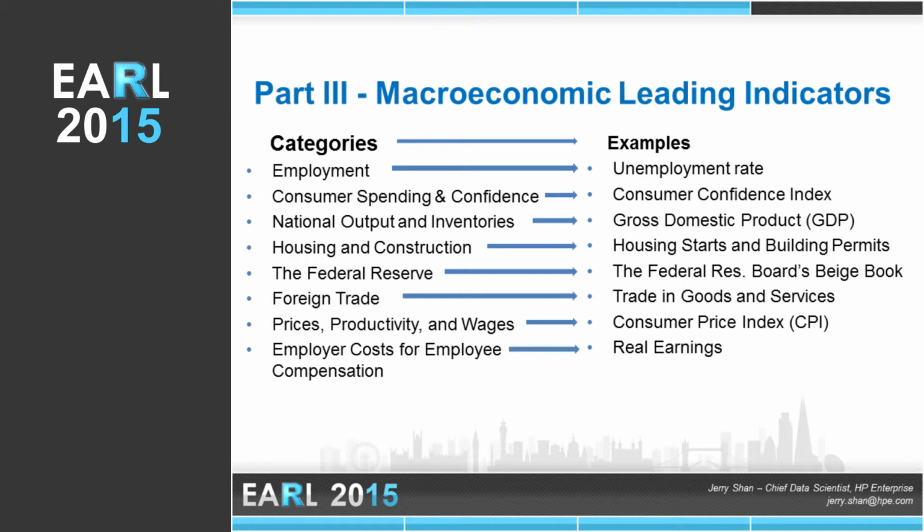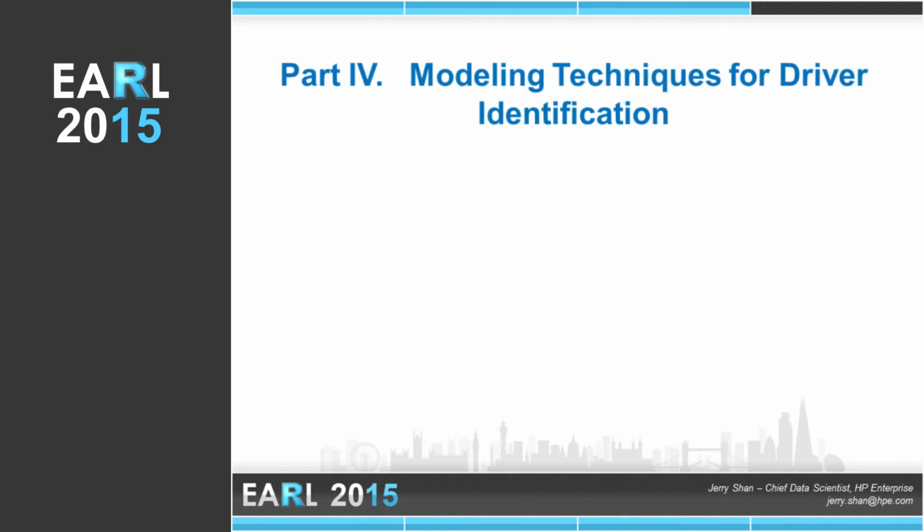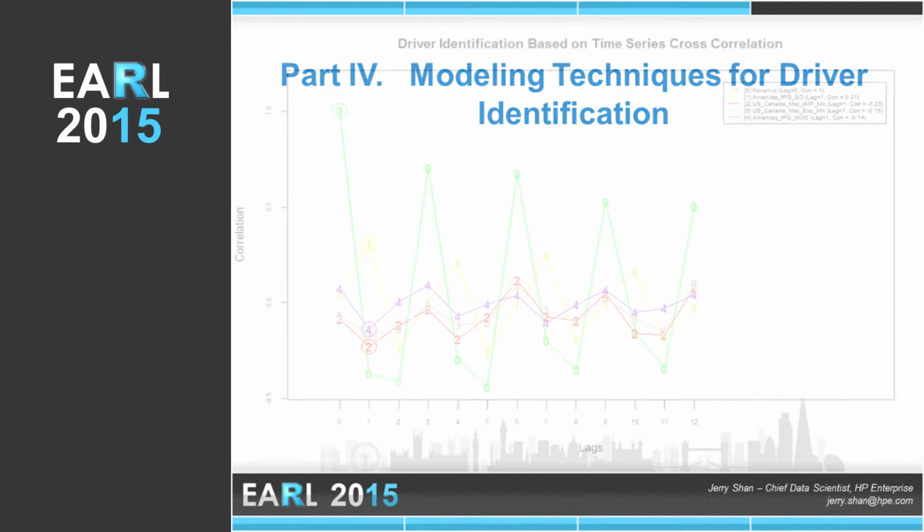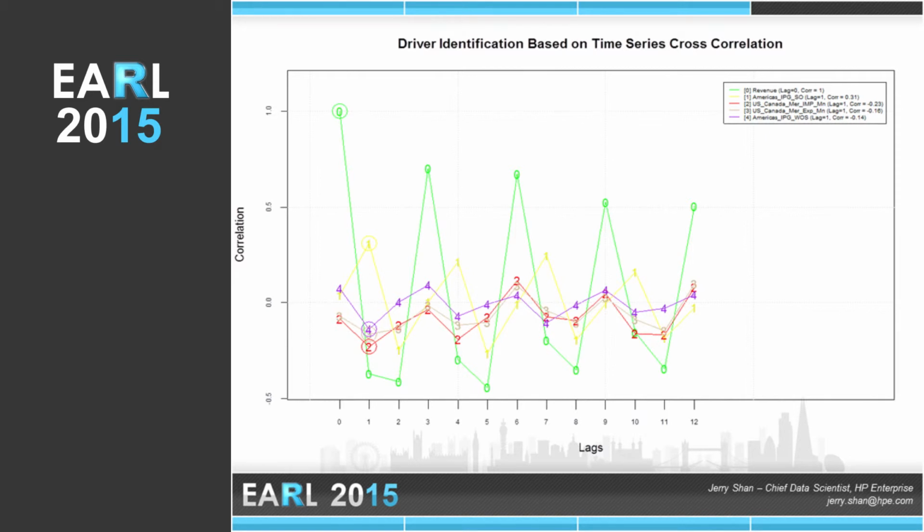Now, we get down to technical details, the modeling techniques for driver identification. First set of solution. So on the x-axis, you have from 0, 1 to 12. So this is for monthly aggregation. Y-axis is basically minus 1 to plus 1, the correlation magnitude, the limit. So we have multiple colors for different curves. So let's focus on the first curve.